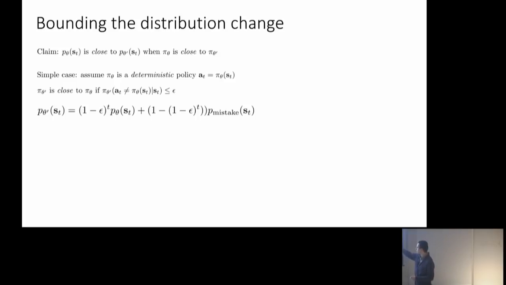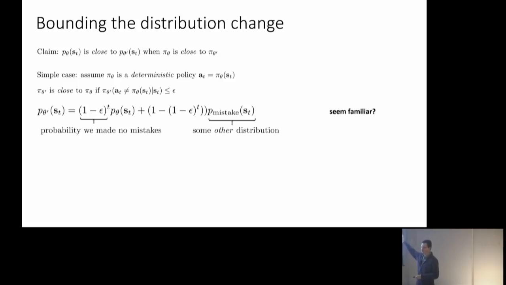So this term we don't know anything about, but this term looks really easy. The probability we didn't make a mistake, and then some other distribution. If this seems familiar, it's because this is exactly the analysis that we had with the tightrope walker from before. And just like before, what we're going to analyze is the total variation divergence between p theta prime and p theta.